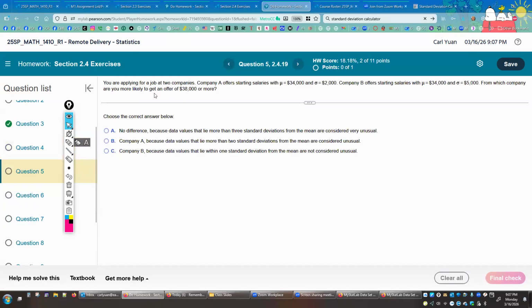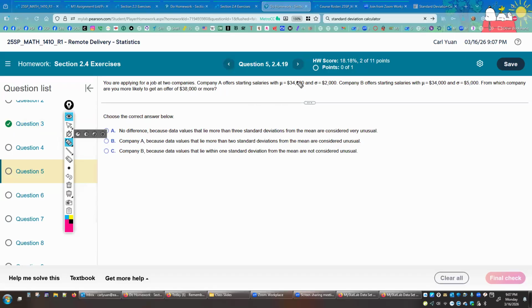Number 5 says you are applying for a job at 2 companies. Company A offers starting salaries with mean 34,000 and standard deviation 2,000. Company B offers starting salaries with mean 34,000 and standard deviation 5,000. From which company are you more likely to get an offer of 38,000 or more?